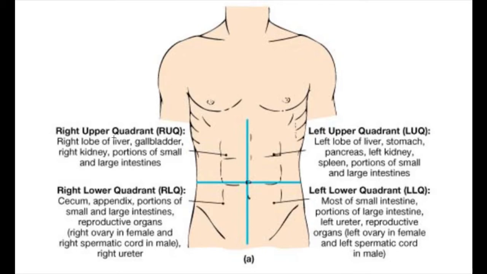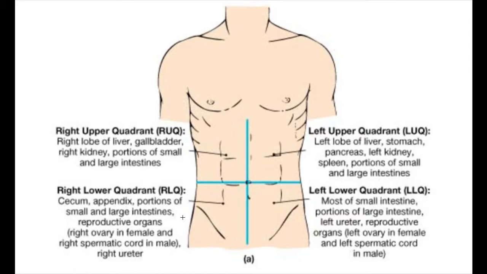So here the right upper quadrant includes the right lobe of the liver, gallbladder, the right kidney, and portions of the small and large intestine. The right lower quadrant here is composed of the cecum, the appendix, portions of the small and large bowel, and reproductive organs. This is very important. The right ovary in the female, and the right spermatic cord in the male, and the right ureter.